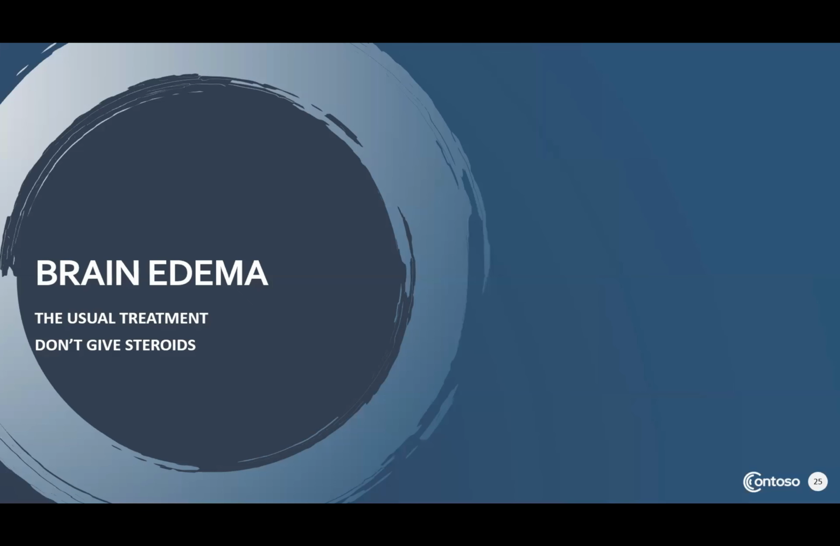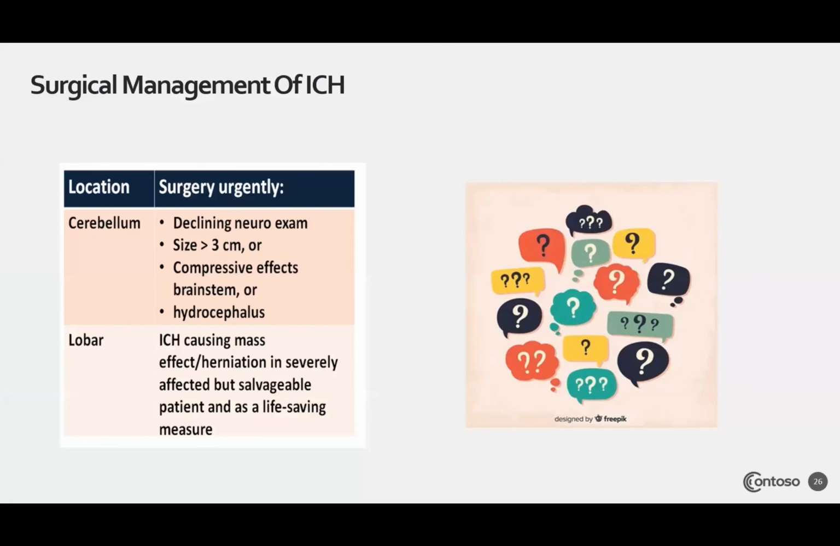The treatment of brain edema is either mannitol, hypertonic saline, or both of them, temporary hyperventilation, elevating the head of the bed, intubating the patient, sedating them, and shifting to the OR if they are an OR candidate, and we will go for the surgical approach right now. So, surgical management of ICH.